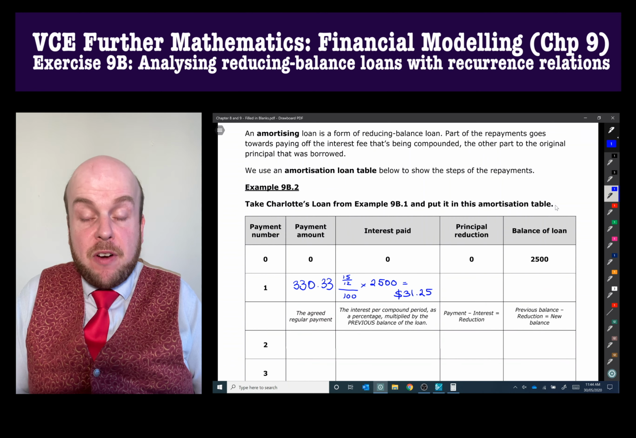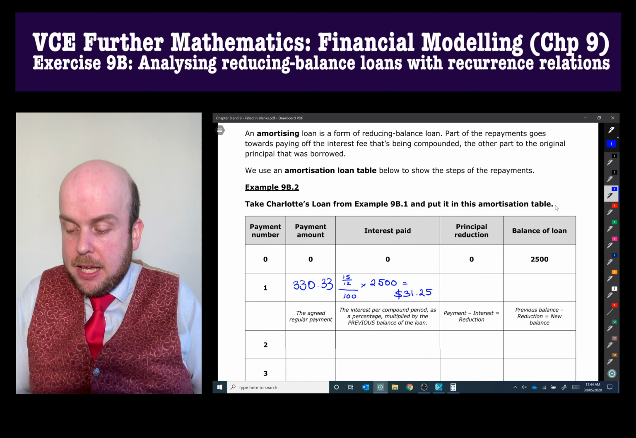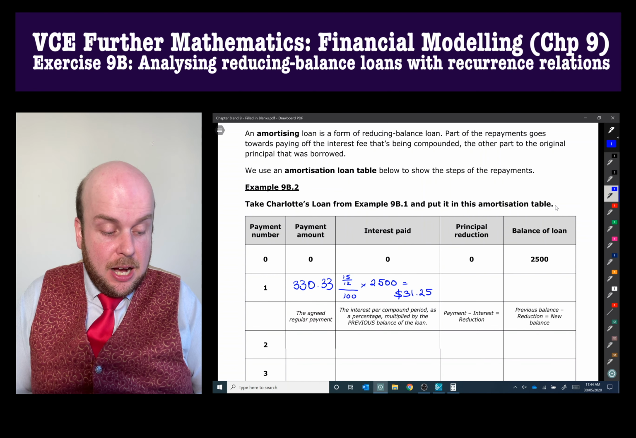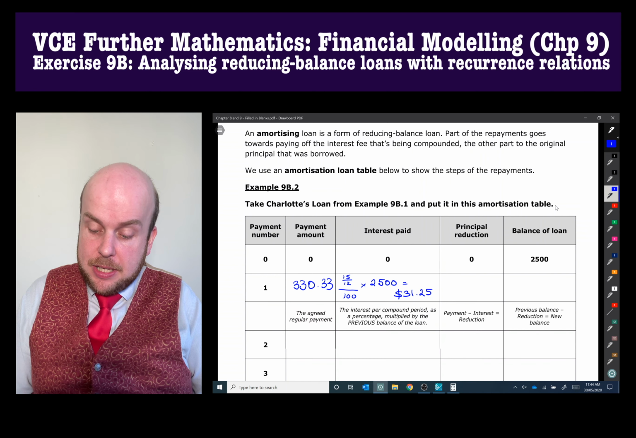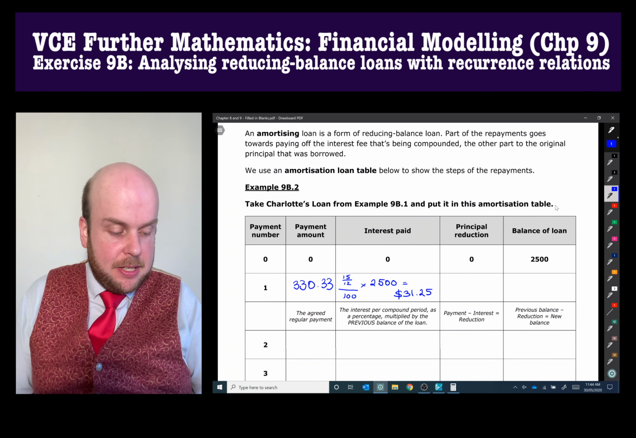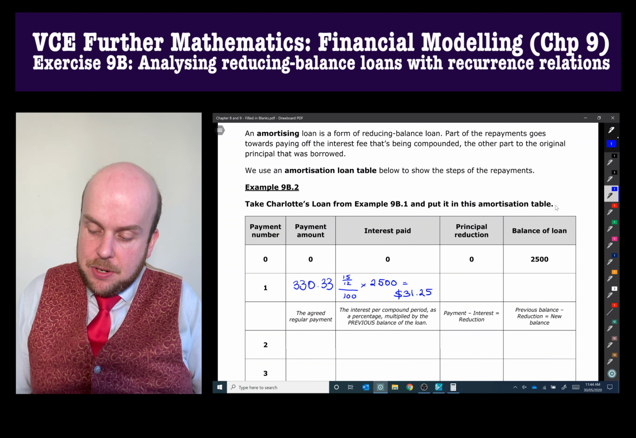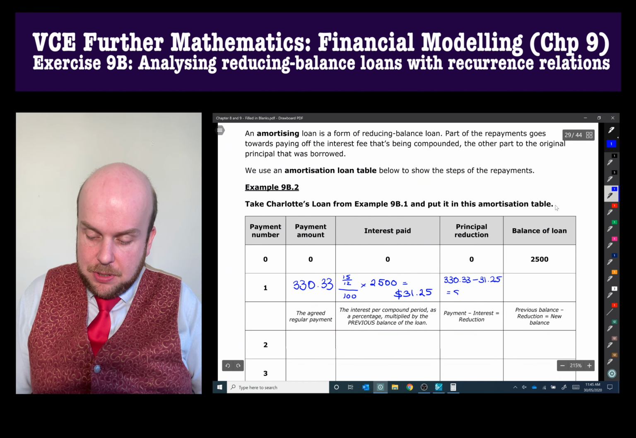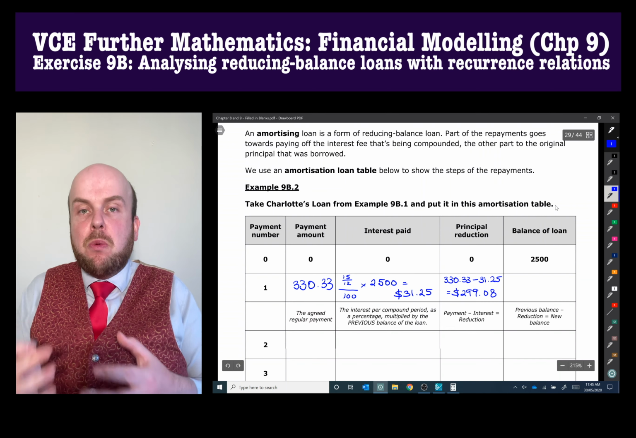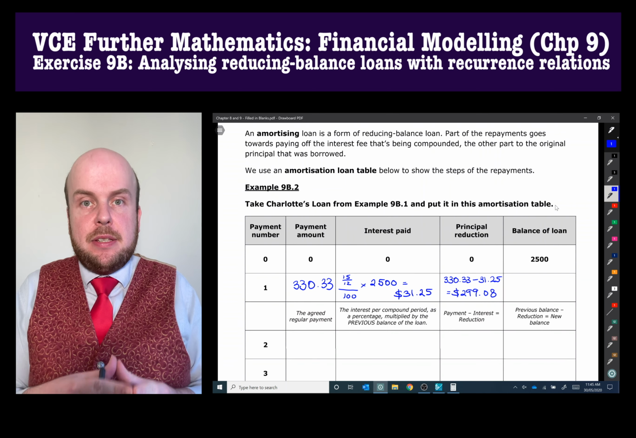What we're now going to find out is how much from the balance of the loan we are actually eliminating. So we take this interest amount and subtract it from the payment, and this is going to be equal to $299.08.